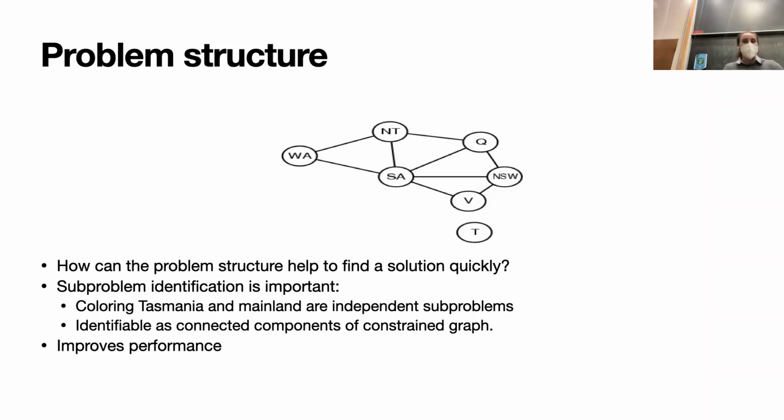So what do I mean by that? Coloring this part of the map here, that's connected, and Tasmania, these are separate. They don't rely on each other. In the real world, there is a sea between the mainland and Tasmania. It's really important to identify these sorts of connected components of the constraint graph. Once you can figure out that things are independent subproblems that don't rely on each other, we can really improve performance.